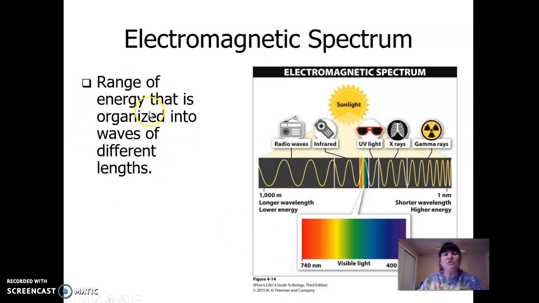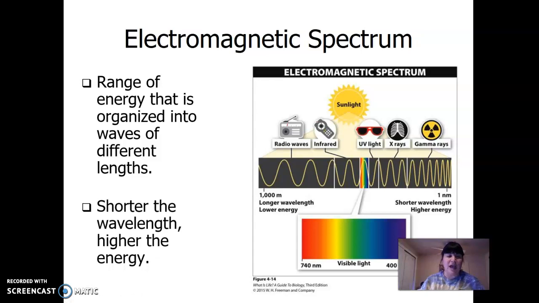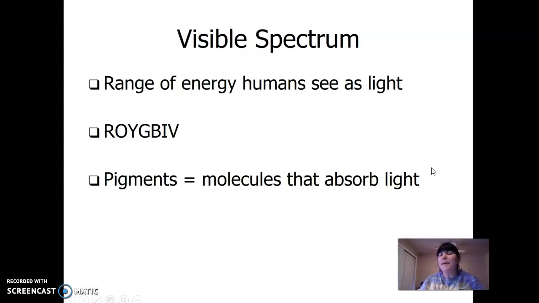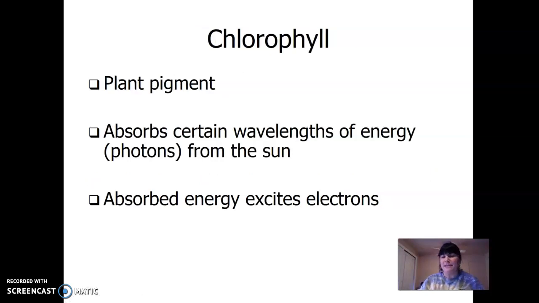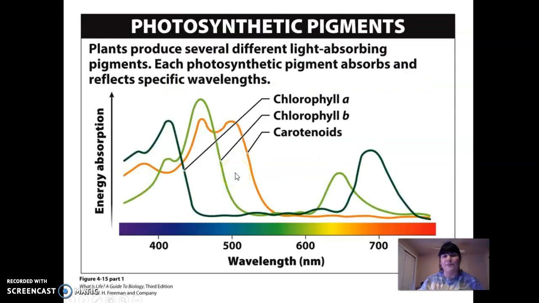It says range of energy that's organized into different wavelengths, short wavelengths, high energy. So here there are high energy. But what about the visible spectrum and the plant pigments inside the chloroplasts, okay? It says plant pigments can only absorb specific wavelengths. Therefore, plants produce several types of pigments. Okay, so this is an important picture. It shows the types of wavelengths that plants can absorb.